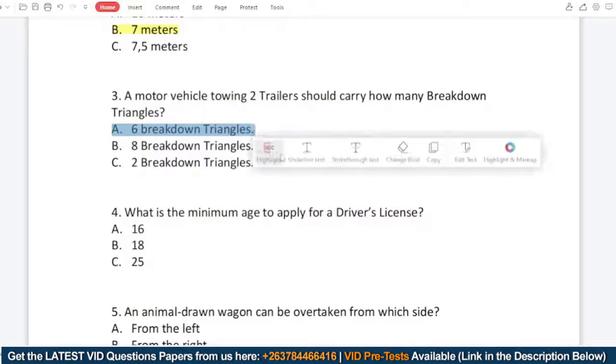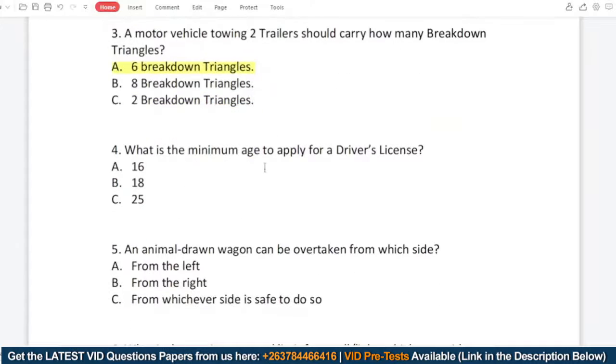So the correct answer for number 3 is A. Number 4, what is the minimum age to apply for a driver's license? 16 years old, 18 years old, or 25 years old? Oh, it's 16 years old. That's the minimum.